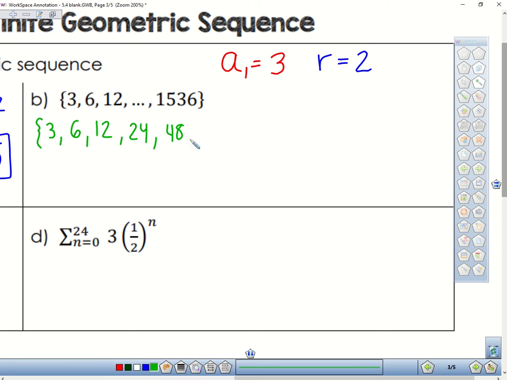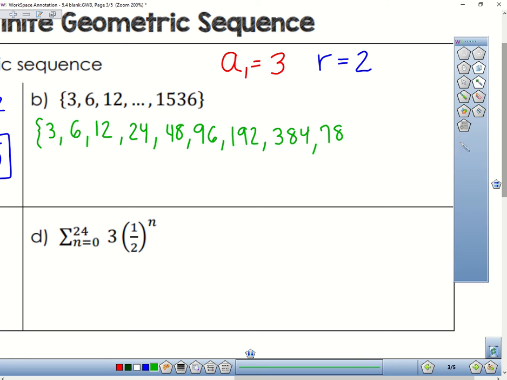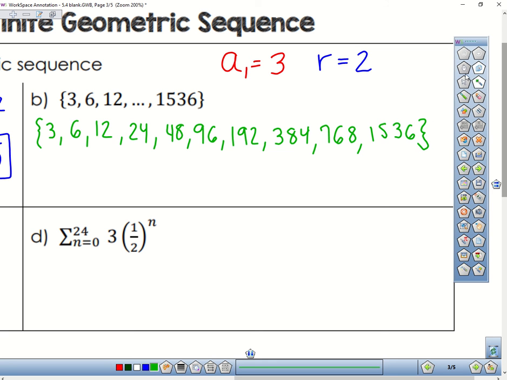We get 48. Multiply again, 96. Multiply, 192. Multiply, 384. We multiply, 768, not 786. And we multiply again, and we get 1,536. So we ended up where we wanted to be. So like I said, it wasn't that many terms. I wouldn't ask you to do more than 10.